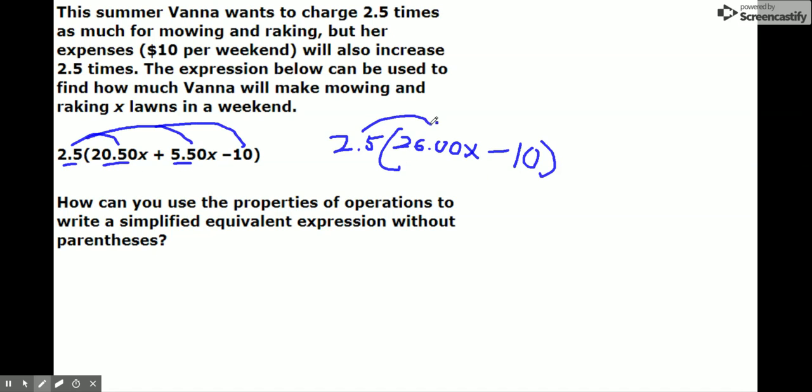Now I can use the distributive property, which is like, how can you use properties of operations? Well, the distributive property. You can distribute this to get rid of the parentheses. 2 and 5 tenths times 26. So 26 times 2.5. All right, so I first do 0.5 times 26. And I think, wait, what's half of 26? So that's 13. Right, and then I do 2 times 26, and I think, what is 2 times 26? Well, that would be 26 plus 26, which is 40, plus 12, which is 52.